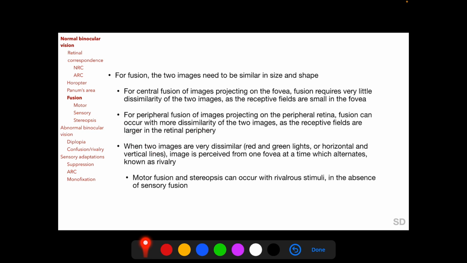But when two images are very dissimilar, such as when one eye is allowed to see only red light and the other eye is allowed to see only green light, or when one eye is allowed to see a horizontal line and the other eye is allowed to see a vertical line, image is perceived from one fovea at a time, and the images seen by either eye alternate between each other at the level of consciousness, and this is known as visual rivalry. Among the three components of fusion, as we will be discussing next, motor fusion and some amount of stereopsis can occur with rival stimuli, but sensory fusion does not occur with rival stimuli.